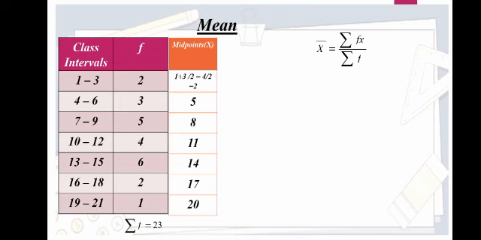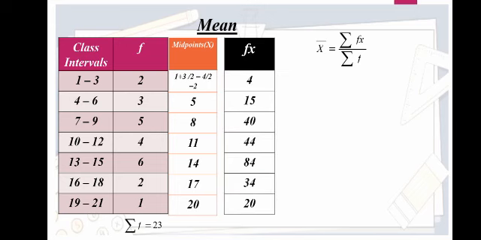Now x is multiplied by the frequency column, so there will be one more column of fx. 2 multiplied by 2 is 4, 3 multiplied by 5 is 15, 5 multiplied by 8 is 40, 4 multiplied by 11 is 44, 6 multiplied by 14 is 84, and 2 multiplied by 17 is 34, and 1 multiplied by 20 is 20. Now summation fx is required, so add the column of fx. Summation fx will be 241. Now replace the values. X bar equals 241 divided by 23, and the answer will be 10.478. So this is the answer of the mean.